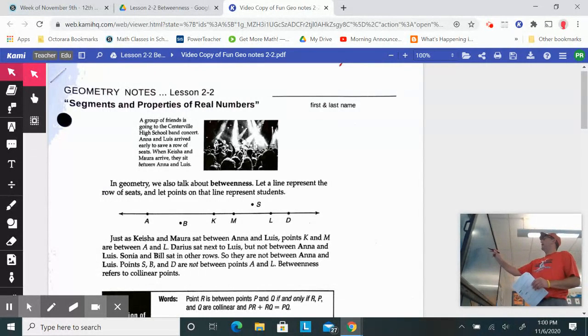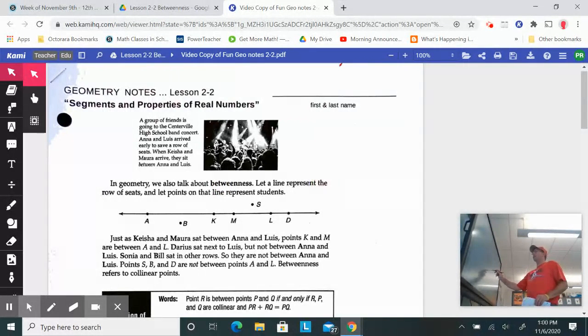So take a look at, hey, if you have a group of friends going to the Centerville High School band concert, Anna and Luis arrived early to save a row of seats. When Keisha and Mara arrive, they sit between Anna and Luis. So in geometry, we also talk about betweenness, just like if you were saving seats between two people.